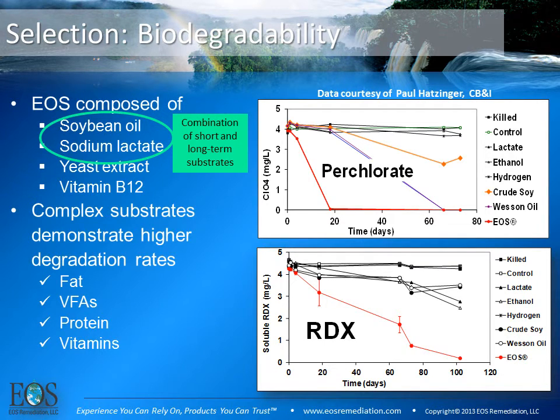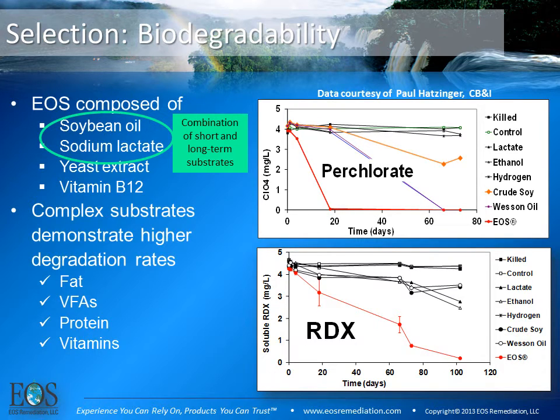This has been demonstrated by a third party. This data here on the right-hand side is from Paul Hatzinger of CB&I. He looked at degradation rates of perchlorate and RDX, and he tested a multitude of substrates and electron donors.